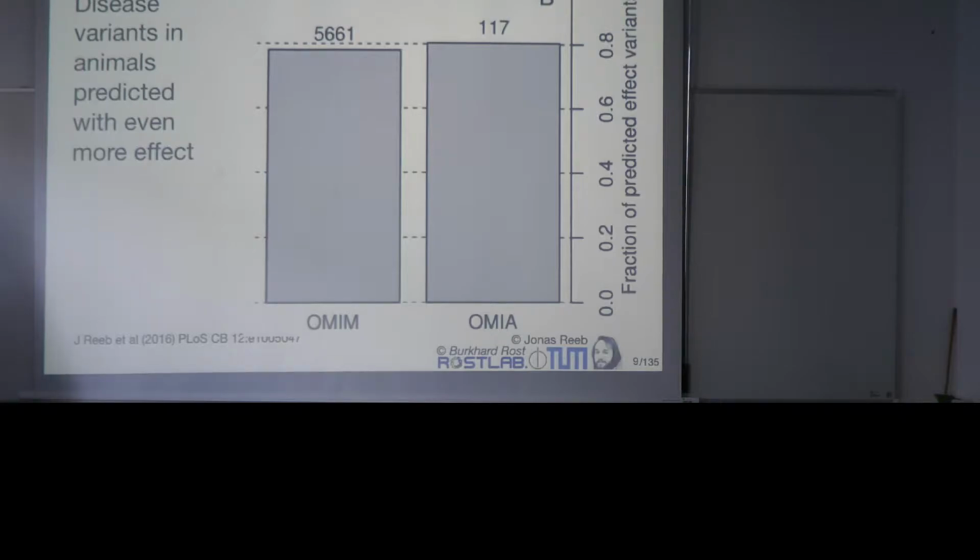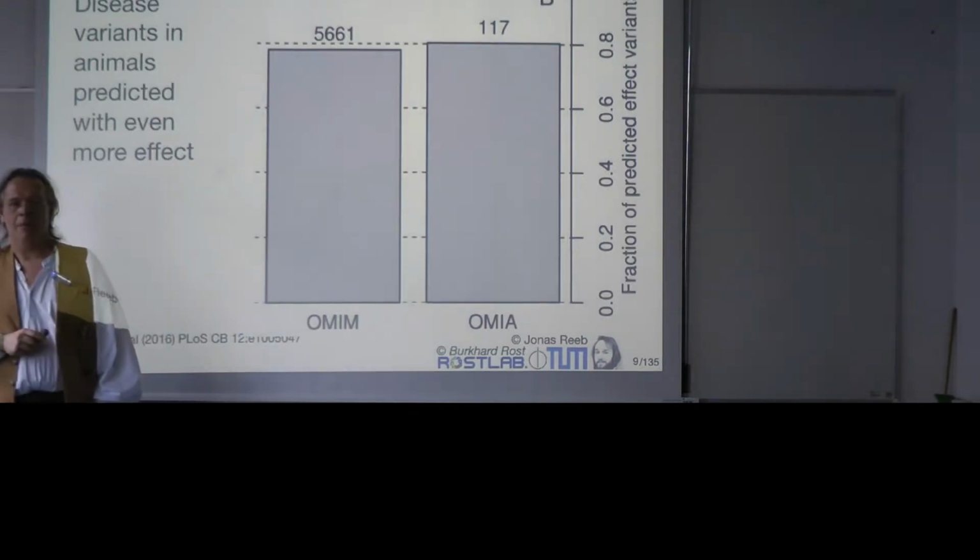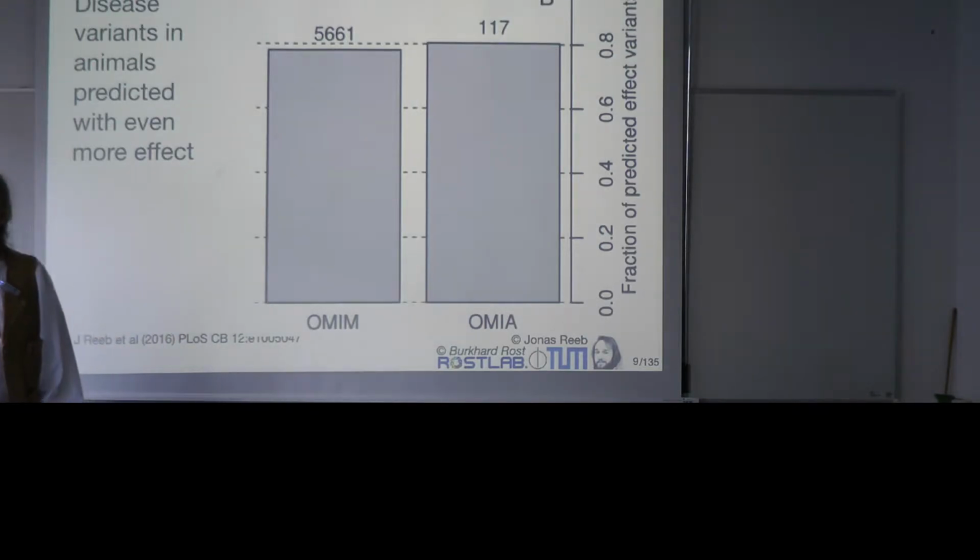Now, I'm looking at 2 different data sets. They are very differently sized. OMIM at this point here is 5,600 roughly. This is OMIA. OMIA is the same as OMIM in animals: online Mendelian inheritance in animals. This is where it comes from. It's only 117. It's more difficult to get those out there.